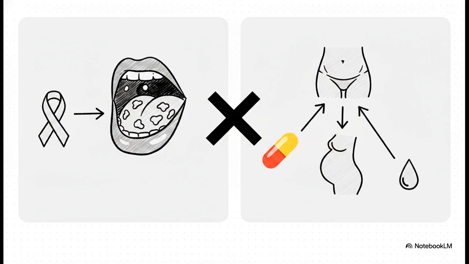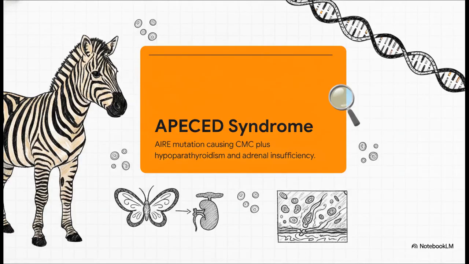It's a classic pitfall. Let's pivot to genetics real quick, because board exams absolutely love their rare genetic zebras. You might know chronic mucocutaneous candidiasis, or CMC, is linked to IL-17 pathway defects. But the ultimate high-yield zebra here is APECED syndrome. You need to immediately, like a reflex, associate APECED with a mutation in the AIRE gene. If you see a patient with persistent skin and mucosal candidiasis who just so happens to also have hypoparathyroidism and adrenal insufficiency, boom, that's APECED.